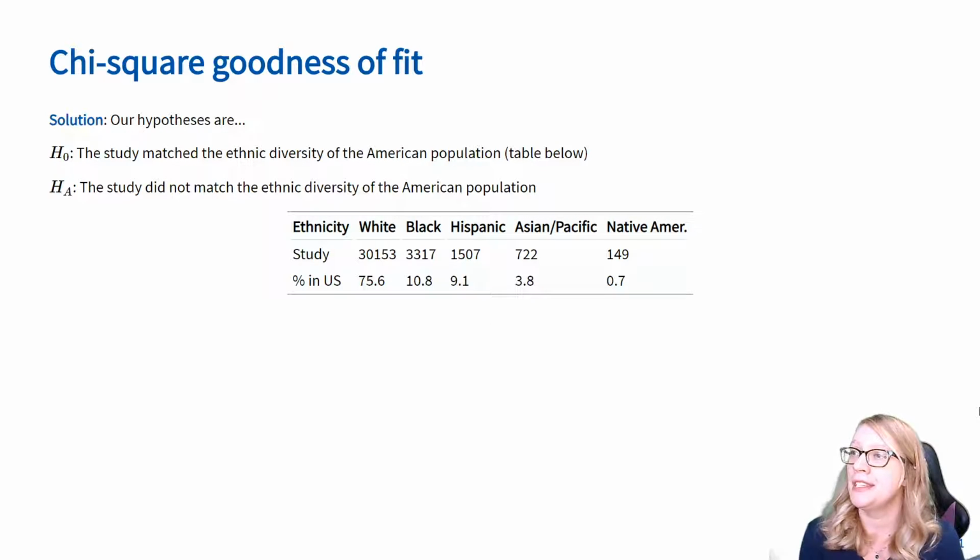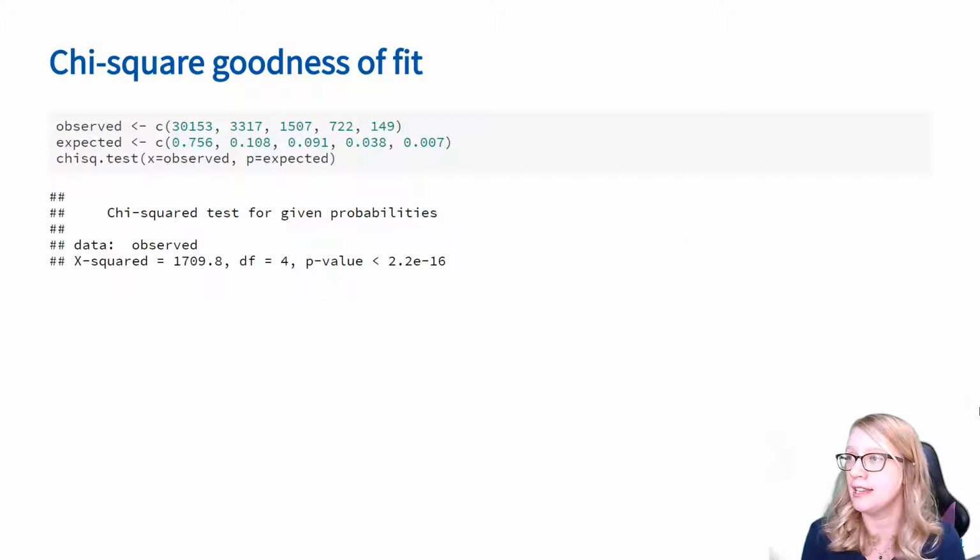So our null hypothesis is that the study matched the ethnic diversity in the U.S. at the time it was taken. The alternative is that it did not. Again, we will enter our observed and expected proportions into R. The order here does not matter as long as it is consistent. So as long as the first element in the observed list is the same as the first element in the expected list, that's what we're going for. Typically, I'll just go in the order that's specified in the table.